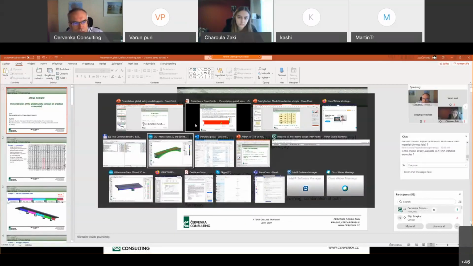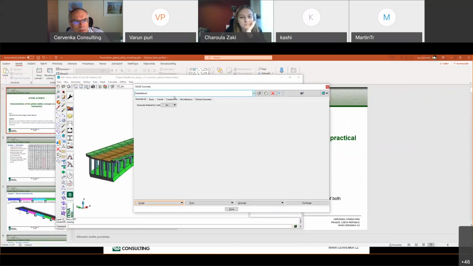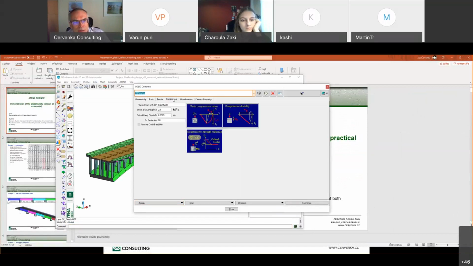Remind you, ATENA users know this parameter. It is the parameter in the material. We open a particular concrete model and go to compressive behavior. There is this parameter epsilon CP, which basically says what the plastic strains are when we reach the compressive strength. So every time we see plastic strains higher than this value, that means we are on the softening branch.